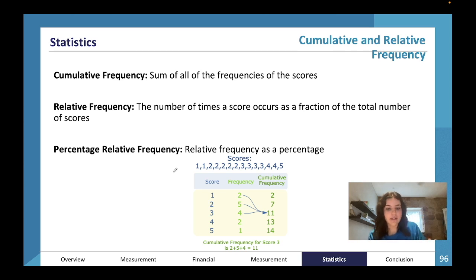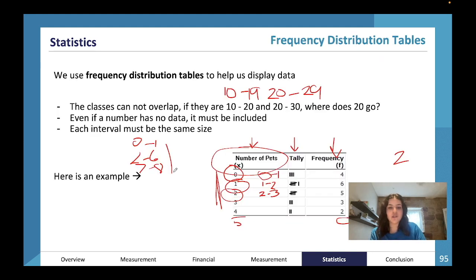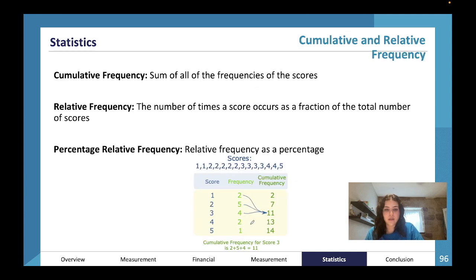So cumulative and relative frequency, what's this? Cumulative frequency is the sum of all of the frequencies of the scores. So going back here, the scores were our tally. So 4 people have no pets, 6 people have 1, 5 people have 2, 3 people have 3, 2 people have 4. Cumulative frequency is adding all of those together. So cumulative frequency for score 3 would be all of score 1, all of score 2, and all of score 3 added together to get up to 11, the cumulative frequency up to the score you're talking about.